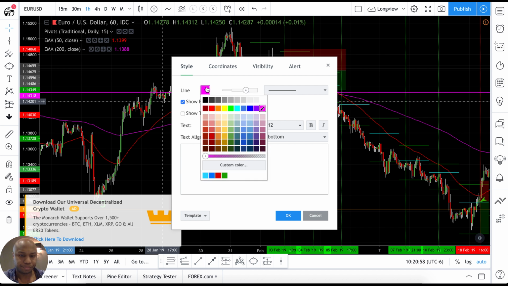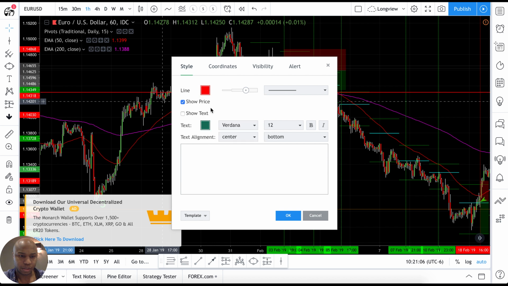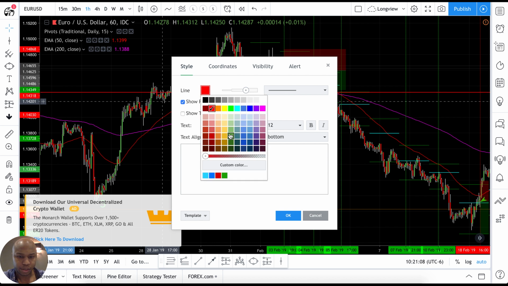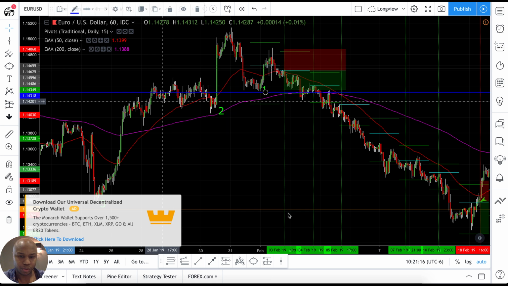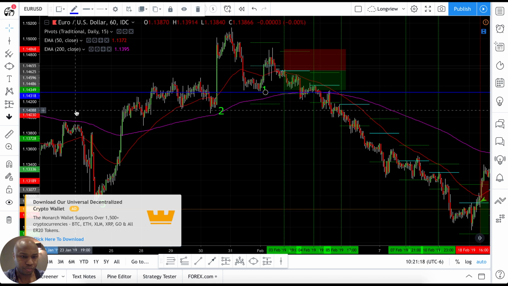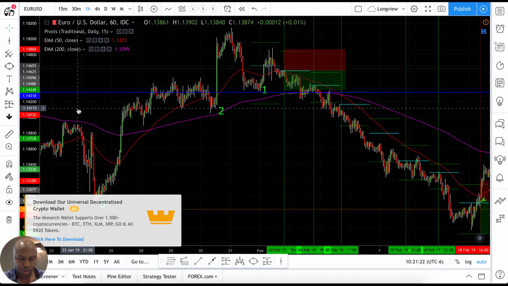represents, let's not do pink. Let's do a red line is the alert line. Can't use red either because we got that already. Dark blue. Dark blue is a price target. We'll just use that. Number 2 would be here.